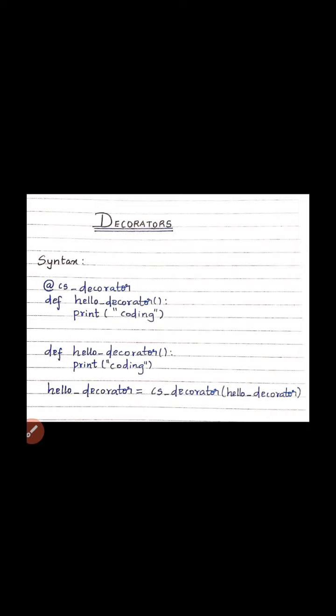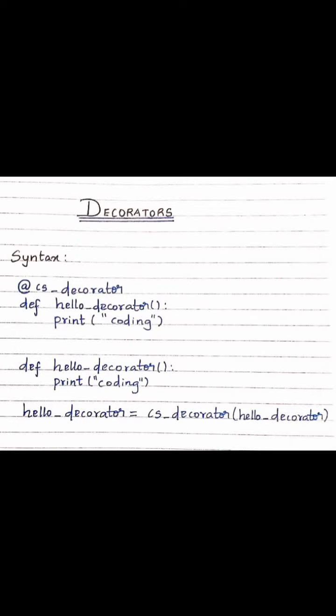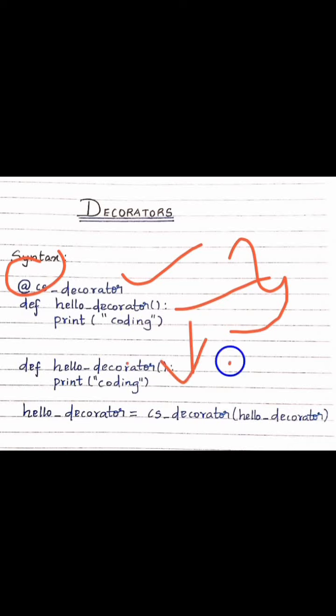Now look at the syntax. Look at the first three lines. In the first line, you will have the decorator name. I have used the @ sign. So we can use this symbol along with the name of the decorator function and place it above the definition of the function to be decorated. So here you have the hello decorator function. Then inside the function you will have statements. Fine. So these three lines are equivalent to these three lines.